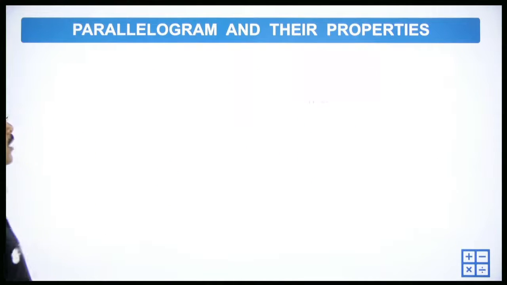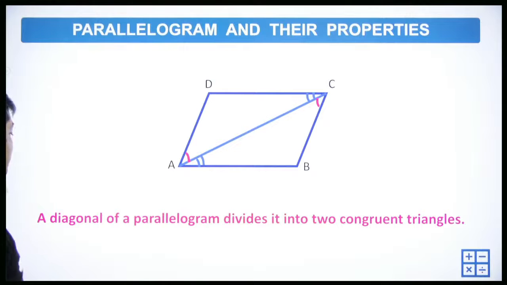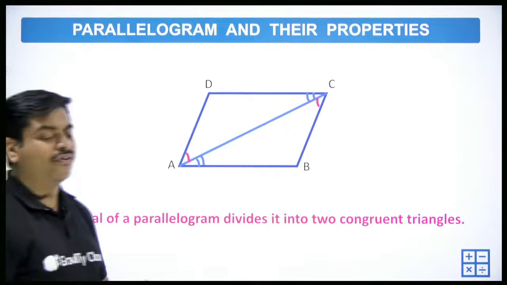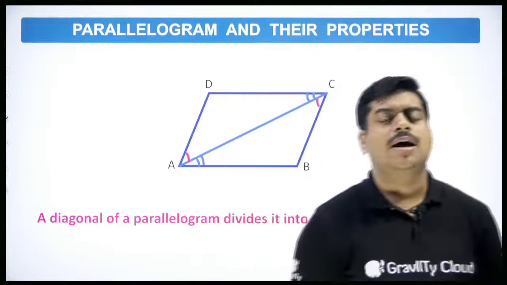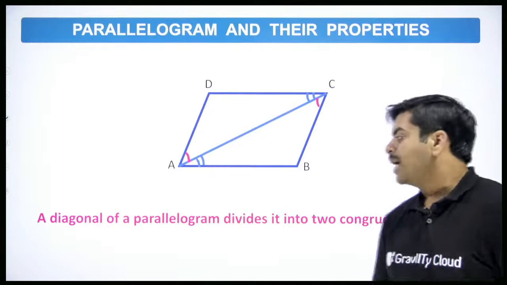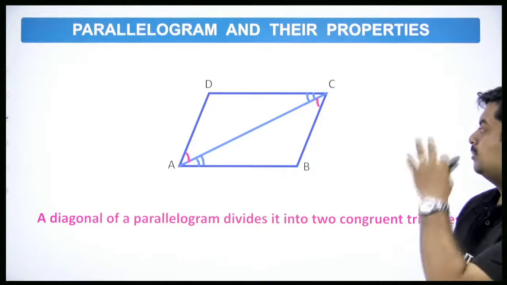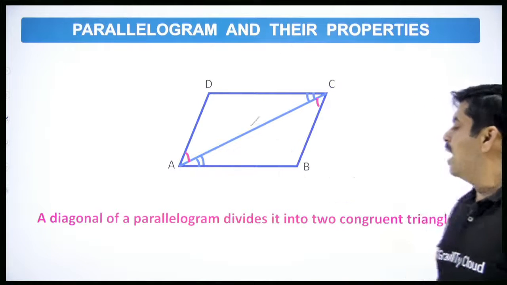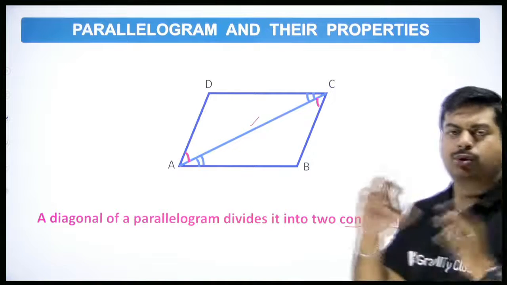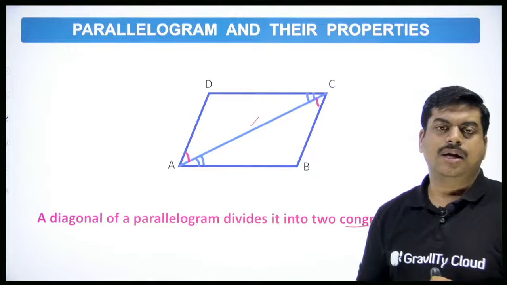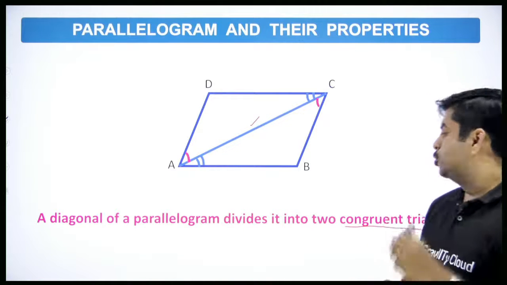Okay, next one. A diagonal of a parallelogram divides it into two congruent triangles. It's a very beautiful point that you need to remember because many applications are based on this point. What is that? A diagonal of a parallelogram divides it into two congruent triangles, not into two equal triangles or two similar triangles. Congruence is being maintained.